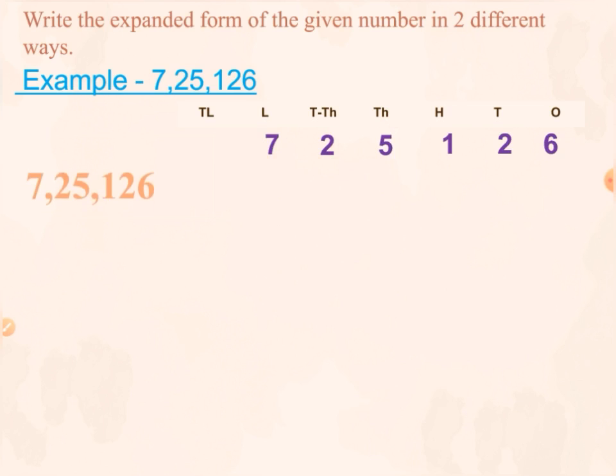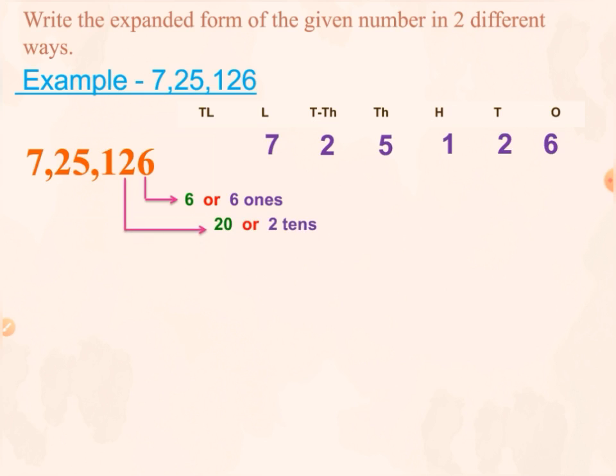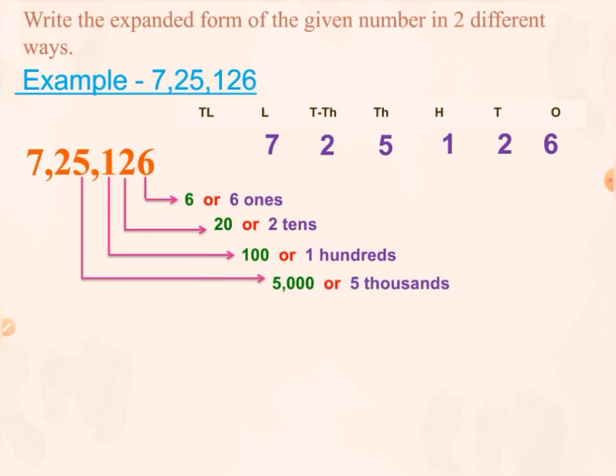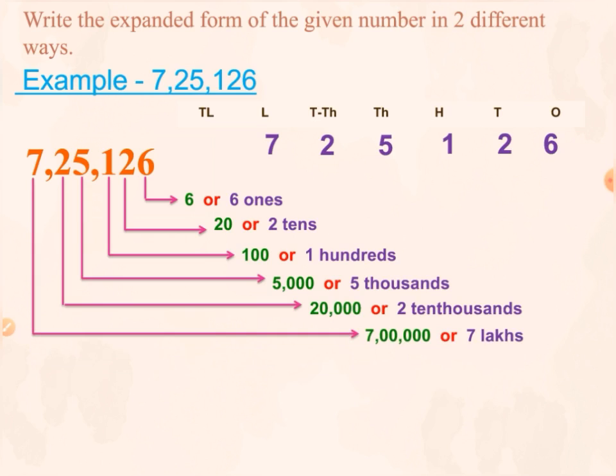Now let us find their place values. So here the place value of 6 is 6 or 6 ones. Place value of 2 is 20 or 2 tens. Place value of 1 is 100 or 1 hundred. Place value of 5 is 5,000 or 5 thousands. The place value of 2 here is 20,000 or 2 ten-thousands. And the place value of 7 is 7 lakh or 7 lakhs. Now we'll write them in two different ways.